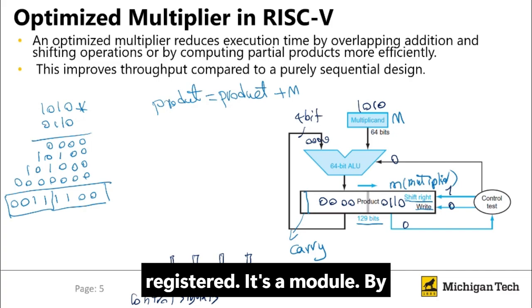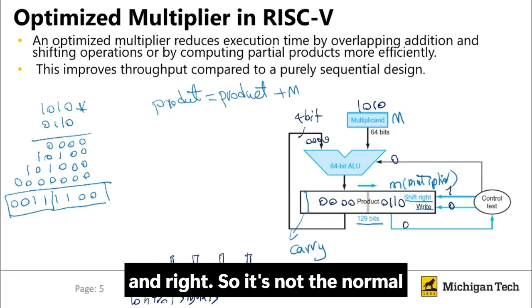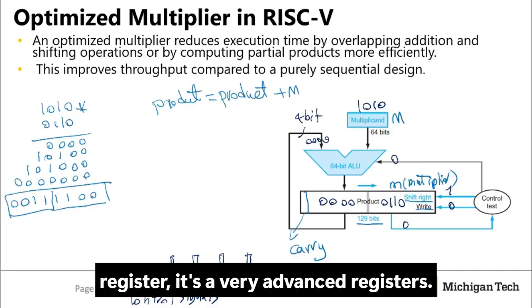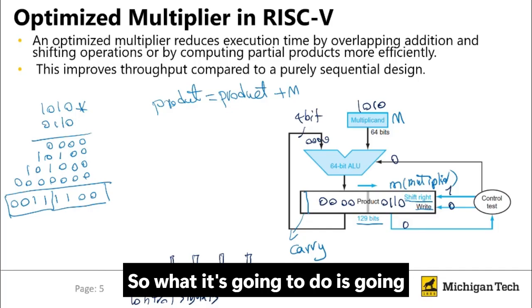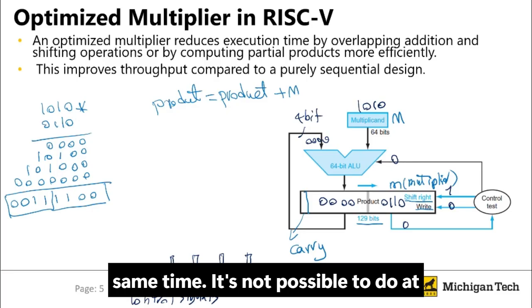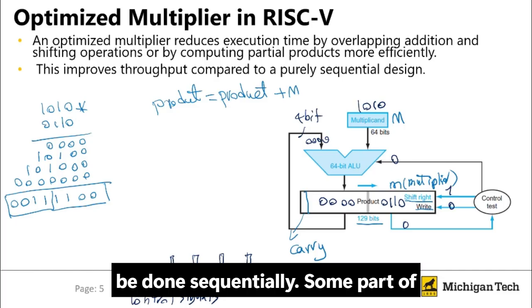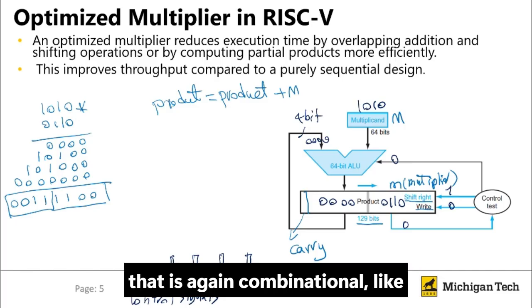It's a module by itself, because it has 2 parts, shift and write. So it's not a normal register, it's a very advanced register. What it's going to do is 2 things, but not at the same time. It's not possible to do at the same time. Some part of that can be done sequentially, and some part is, again, combinational.